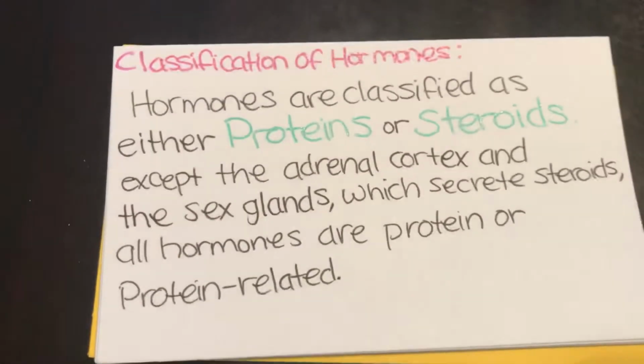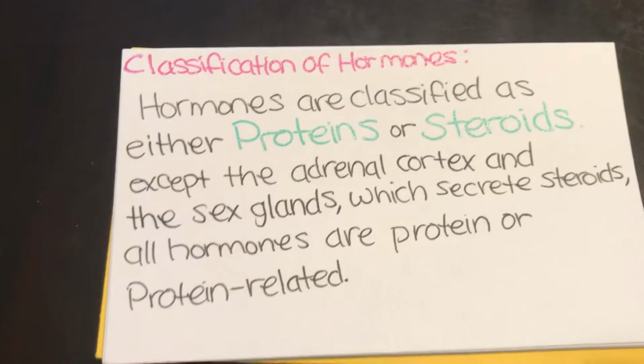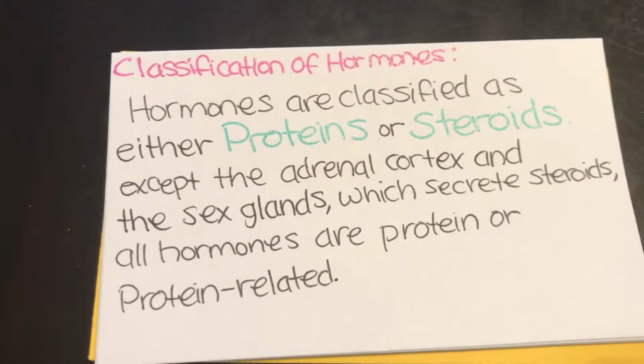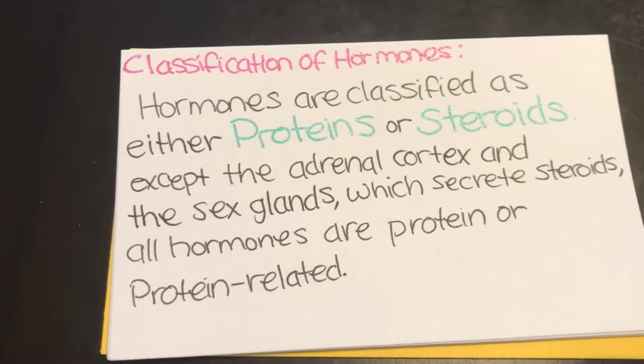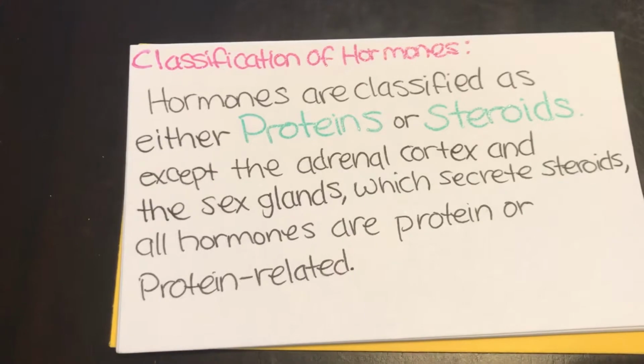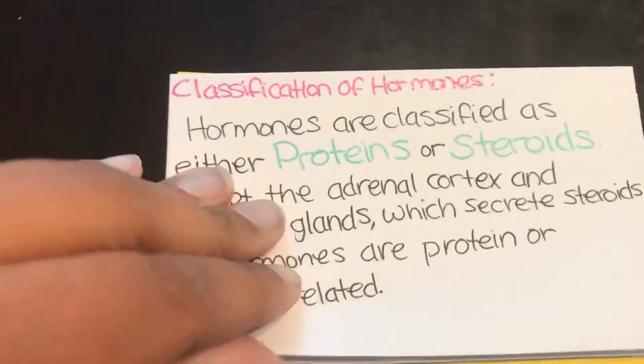Classification of hormones. Hormones are classified as either proteins or steroids, except for the adrenal cortex and the sex glands, which secrete steroids. All hormones are protein or protein related except for those two.